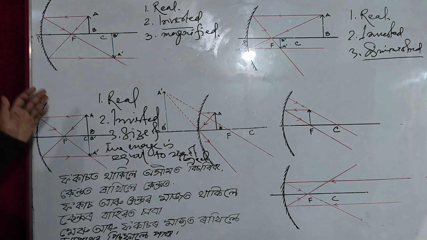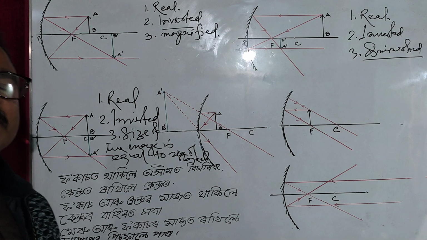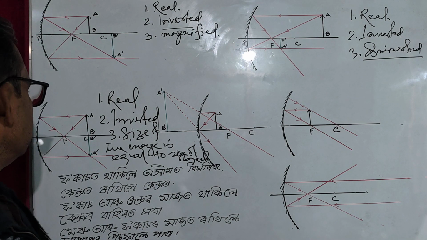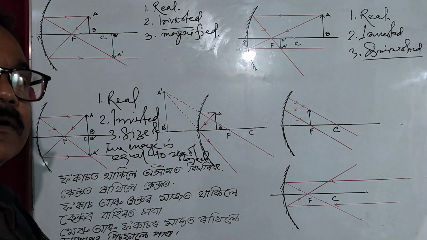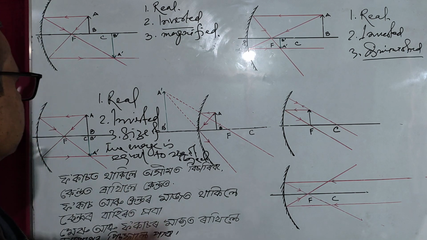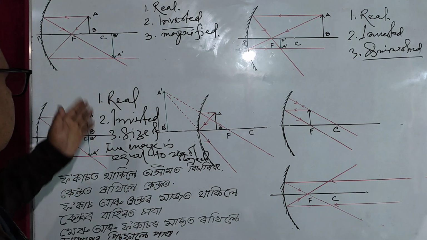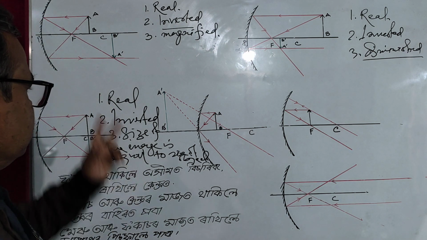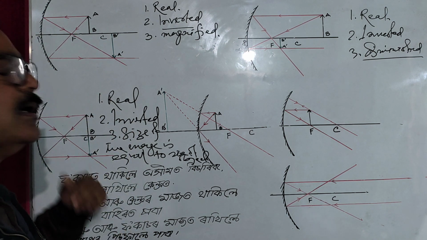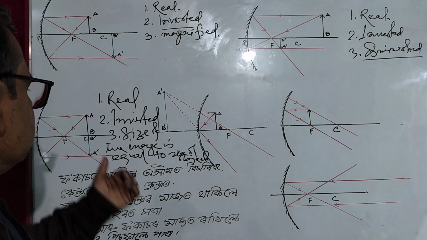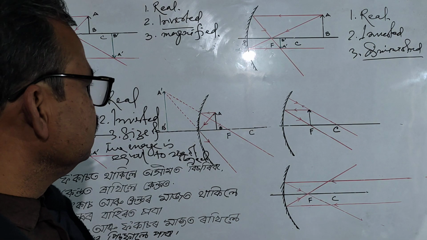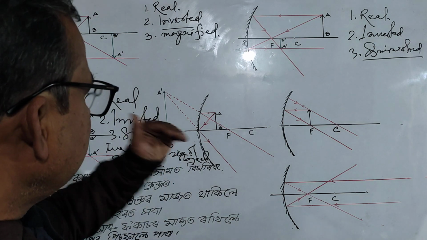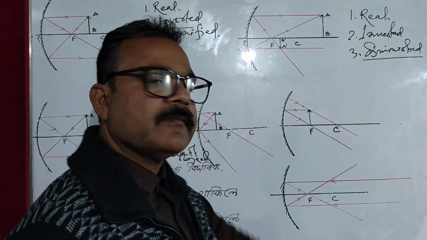Clear? So here you remember, when any object is placed at the center of curvature of a concave mirror, then the image is also formed at the center of curvature. And here what are the characteristics of the image? The image is real, the image is inverted, but the size of the image is equal to the size of the object. Okay? Clear?